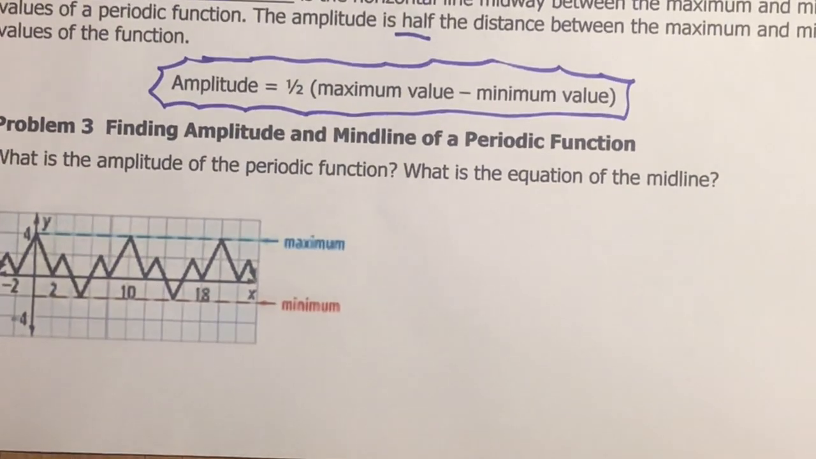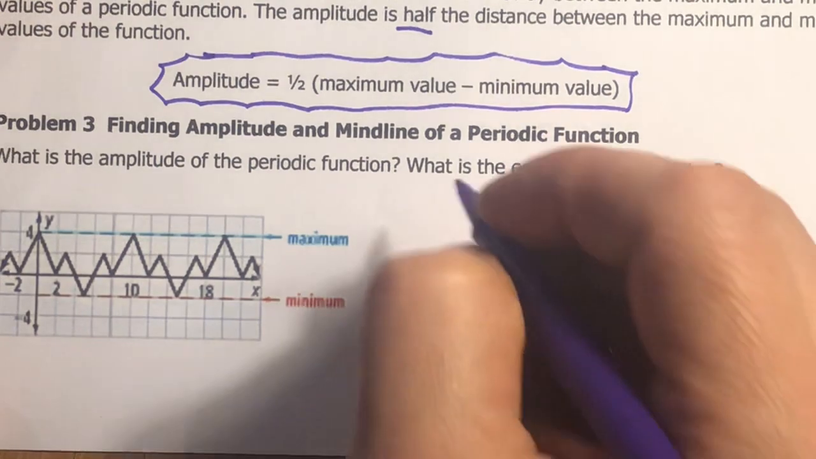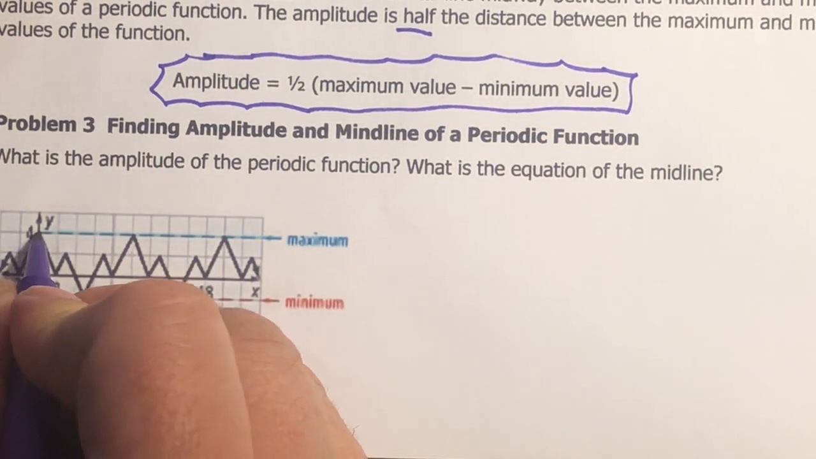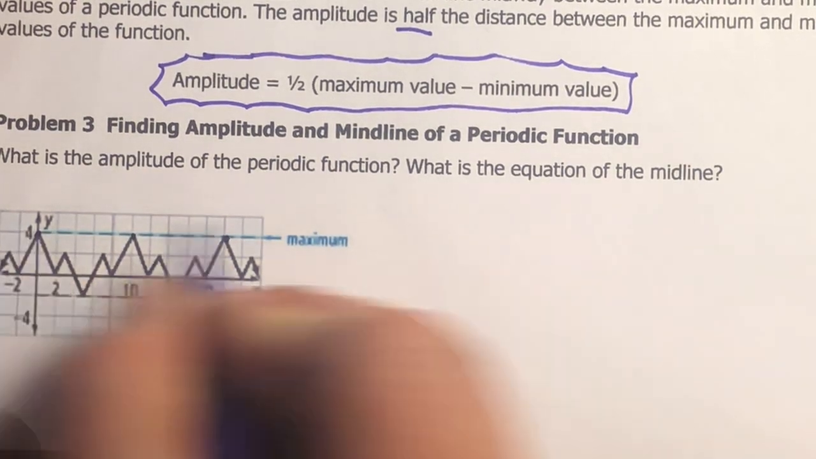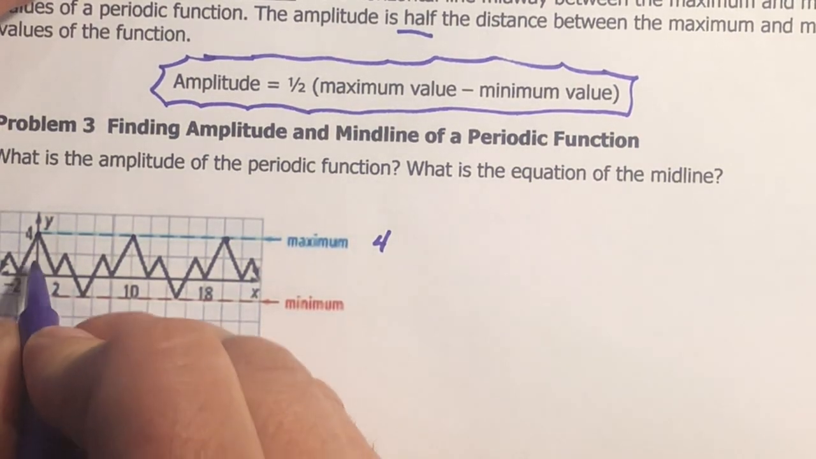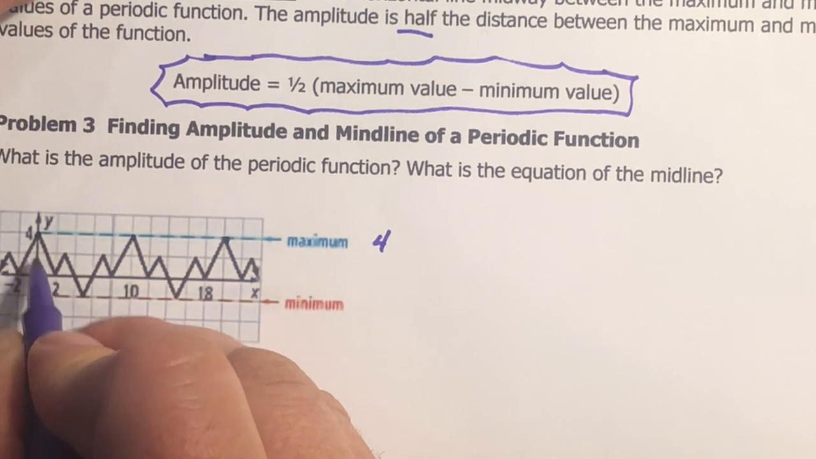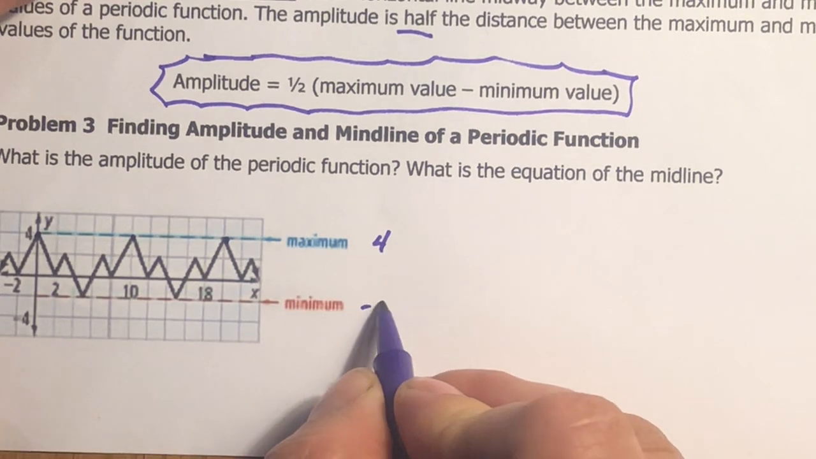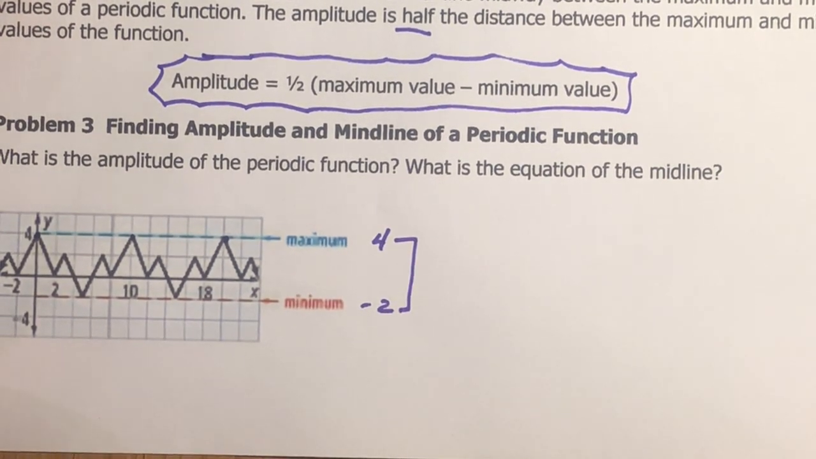All right, problem 3, find the amplitude and the midline of a periodic function. If I'm looking here, the maximum points of my graph all land at 4 on the y-axis. The minimum, if I'm going up, this graph goes up by intervals of 2, so 2, 4, 6. So this would be -2. This distance here is what we're looking for.